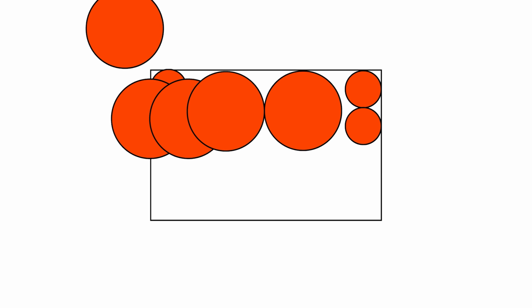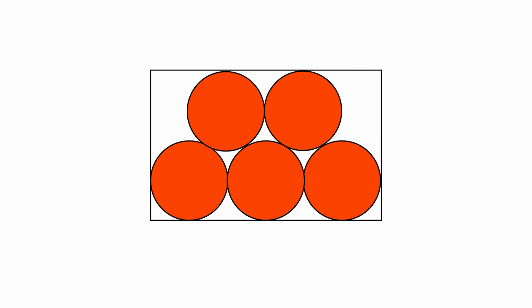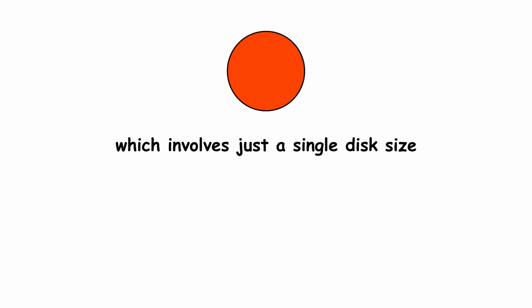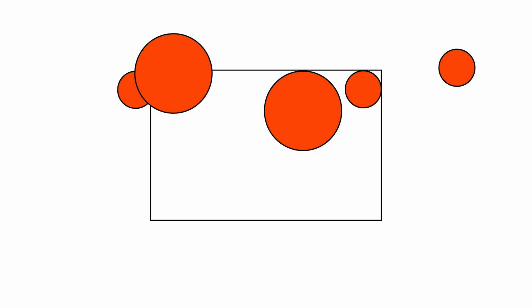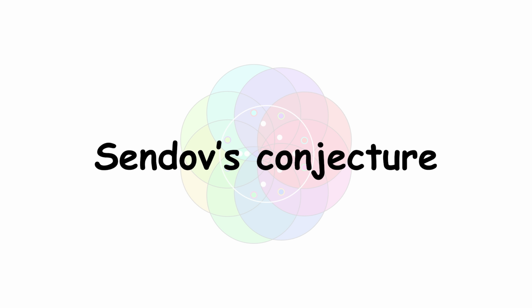All 9 of these allow for a denser packing than the standard uniform packing, which involves just a single disk size. Additionally, some non-compact packings involve a higher packing density as well. However, for packing densities in binary systems with size ratios of less than about 0.742, only upper bounds are known, not exact solutions.